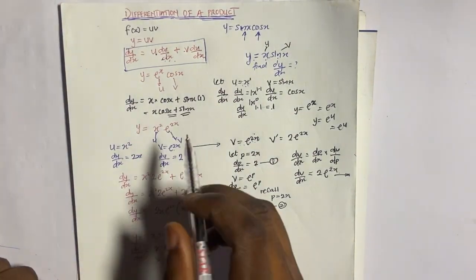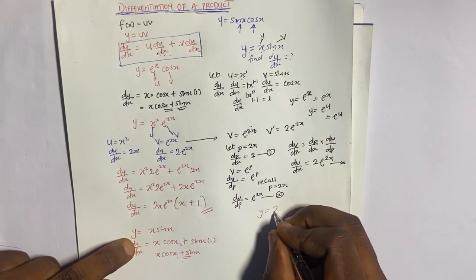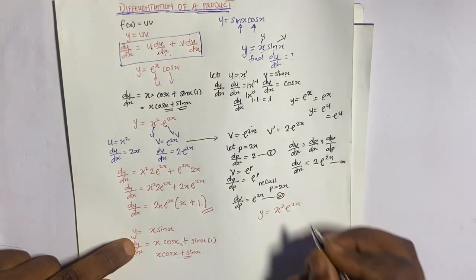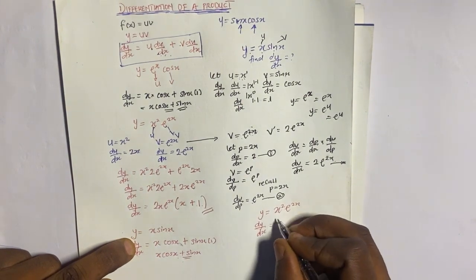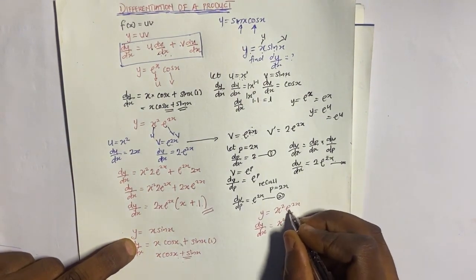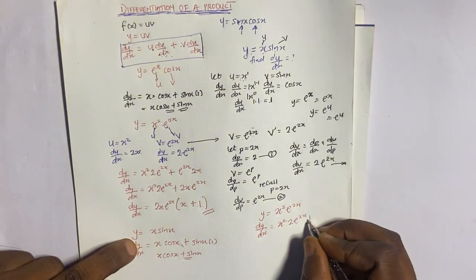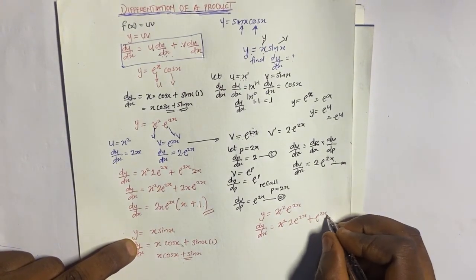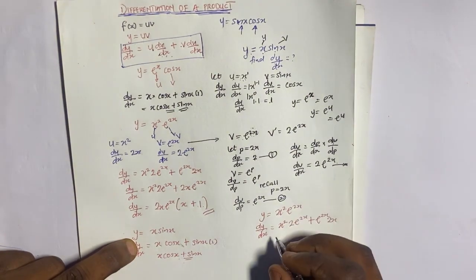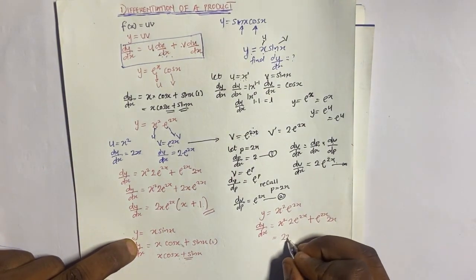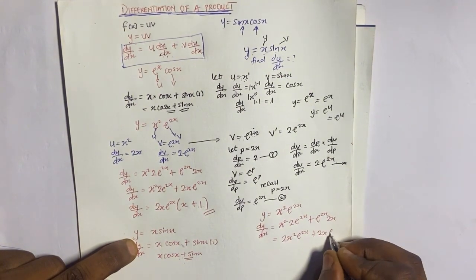Now let's apply the same method on this guy. You're having y equals x squared exponential 2x. In that scenario, you are asked to find dy/dx. I'm going to hold x squared and differentiate exponential 2x. That's going to give me 2 exponential 2x. Plus when I hold exponential 2x, I differentiate x squared, I'm going to have 2x. Then I can simplify further. I'm going to have this equal to 2x squared exponential 2x plus 2x exponential 2x.